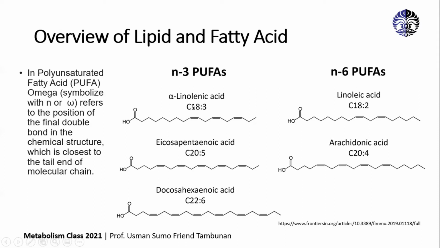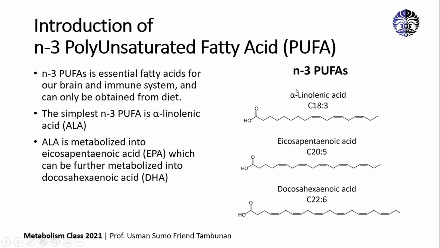The C18 refers to how many carbons are in the structure, and 3 refers to how many double bonds are in the structure. And we can see in the omega-6 PUFA, the simplest is called linoleic acid. And then we know that N3 PUFA is an essential fatty acid. This is essential for our brain and immune system, and can only be obtained from diet. So we cannot synthesize these structures in our body.